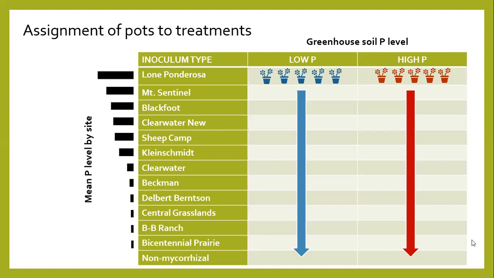and each site is represented by 10 pots, 5 of which are assigned to the low phosphorus treatment, and 5 of them are assigned to the high phosphorus treatment. And at the bottom, you can see that there are also 10 non-mycorrhizal control pots. They received an autoclaved mock inoculum instead of a field soil inoculum containing a live AM fungal community. So those will serve as non-mycorrhizal controls that contrast with the rest of the pots.